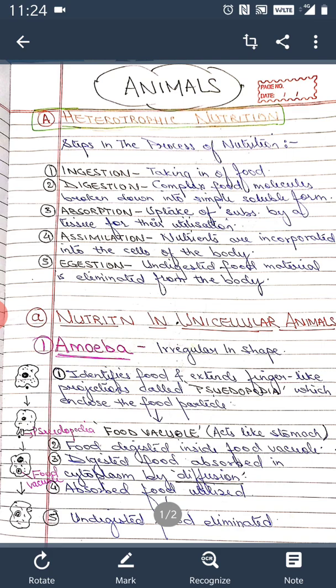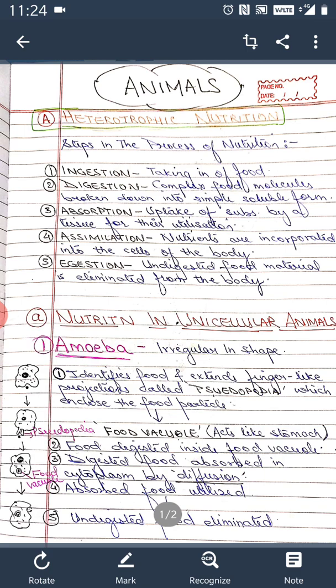Whatever food we are eating is in complex molecular form and contains big molecules. Those bigger molecules have to be broken down into simple soluble forms of that substance. This particular step of breaking down complex food molecules into simple soluble form is known as digestion.